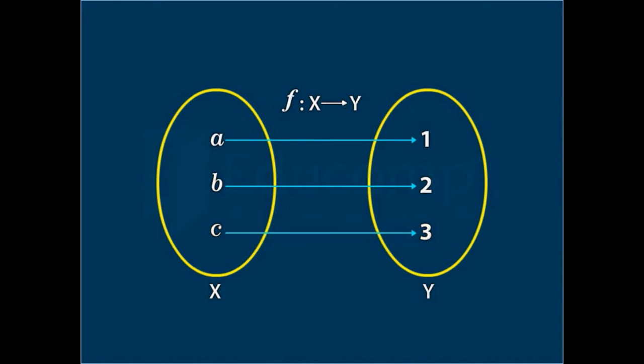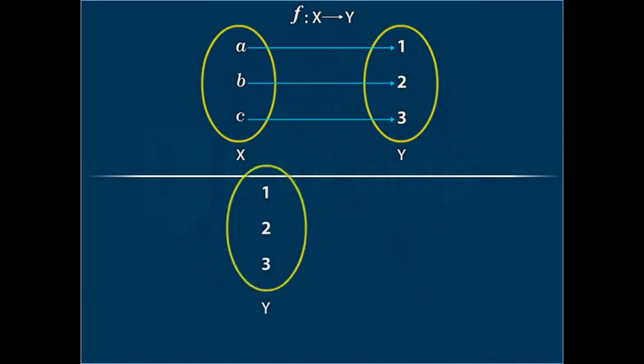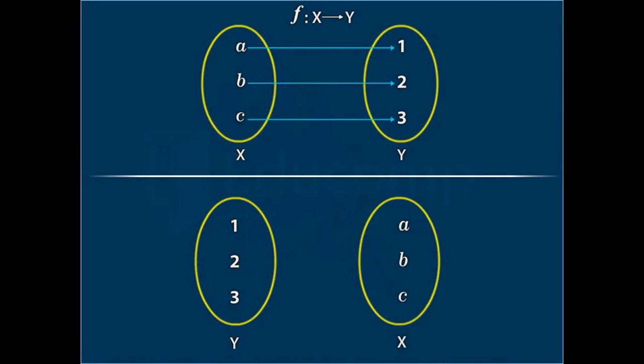If there exists a function that maps a set Y to a set X, such that 1 is associated with A, 2 is associated with B, and 3 is associated with C, then this reverse function is called the inverse of f. It is represented by f with -1 in superscript and is read as f inverse.